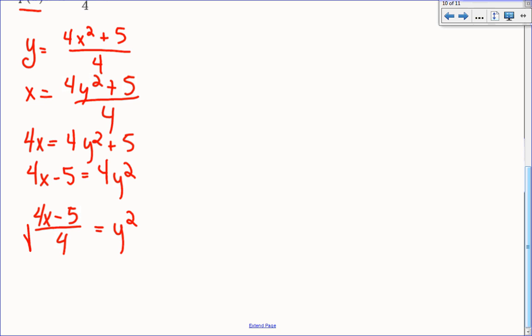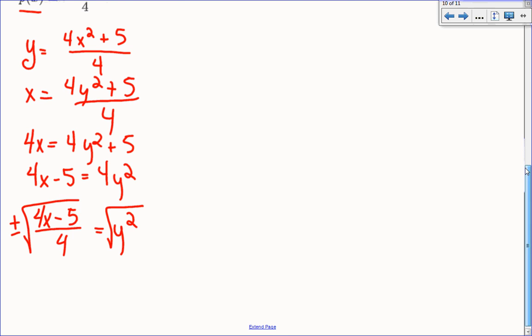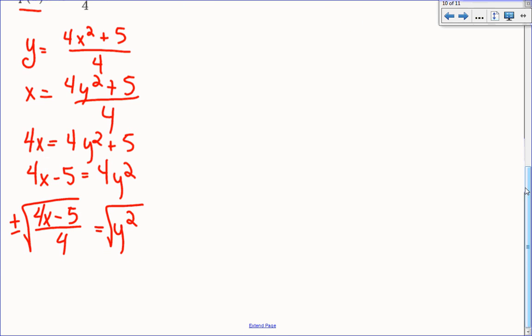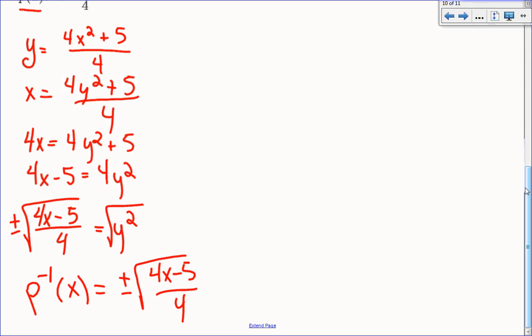And then to get y, we'll just simply need to square root both sides. And don't forget the plus or minus. Anytime you take a square root, you need the plus or minus. And what does that give us? Our original function was p of x, yes. So the inverse of p is going to be equal to plus or minus the square root of (4x minus 5) over 4.